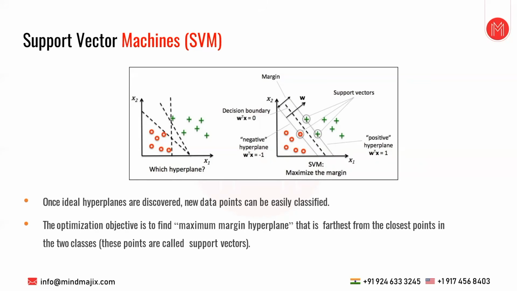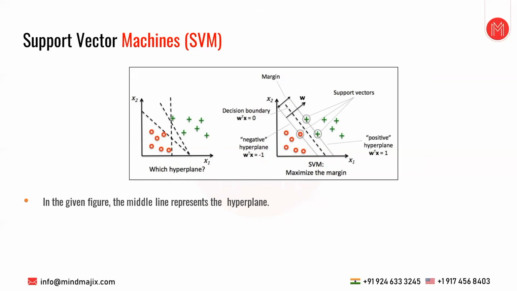In the given figure, the middle line represents the hyperplane. From the middle line, we are able to classify which data are positive and which data are negative. The main objective of a support vector machine is to segregate the given data in the best possible way. When the segregation is done, the distance to the nearest point is known as the margin. So the approach is to select a hyperplane with the maximum possible margin between the support vectors in the given data sets.